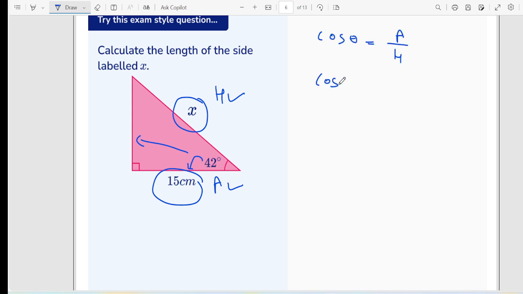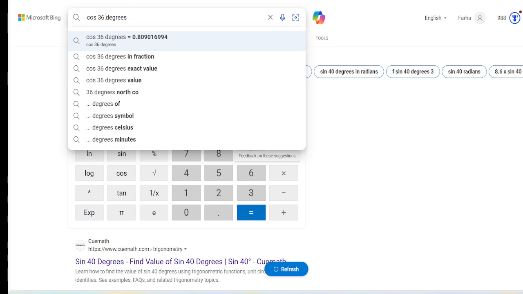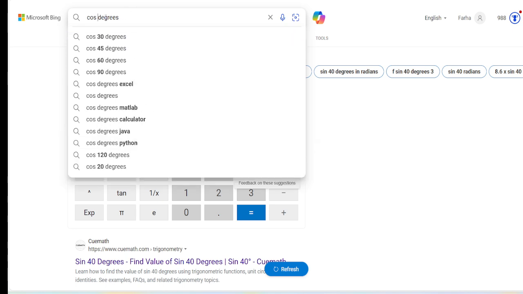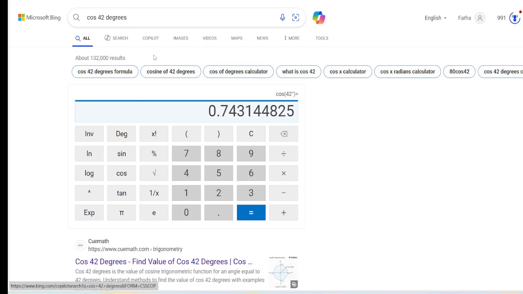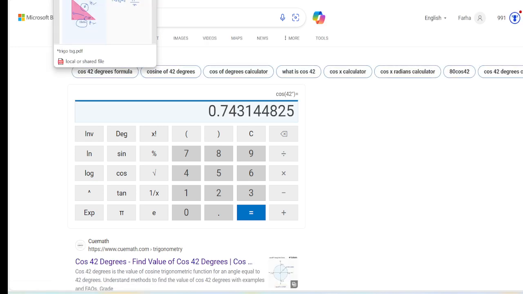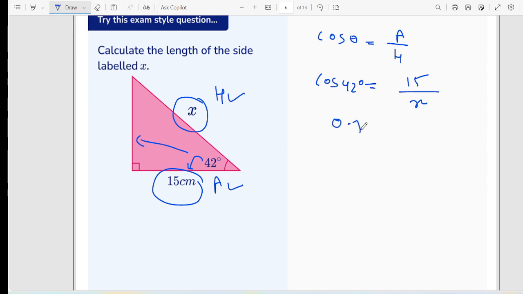Theta is 42 degrees, right? Adjacent is 15, hypotenuse is x. Now let's see the value of cos 42 degrees. The value of cos 42 degrees is 0.74. So 0.74 equals 15 over x.